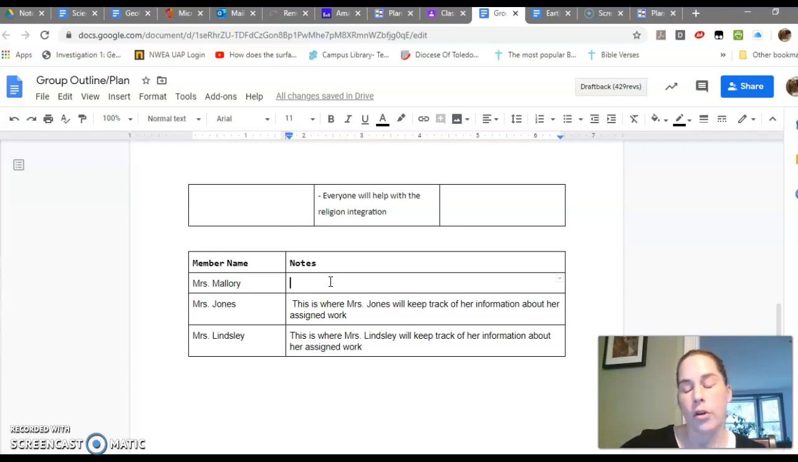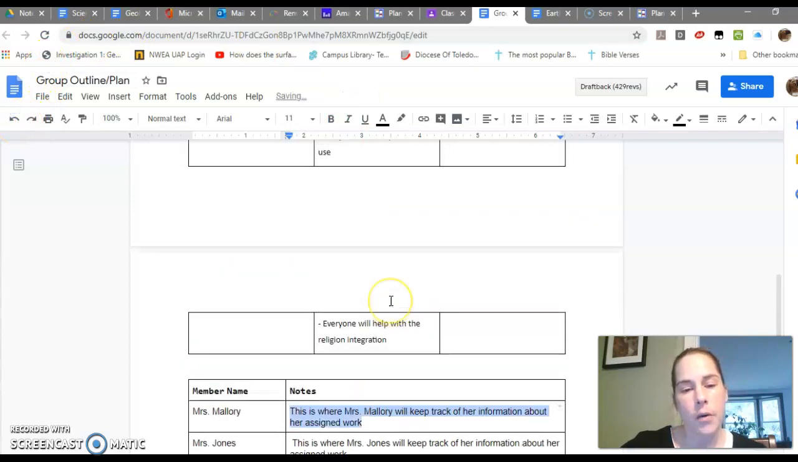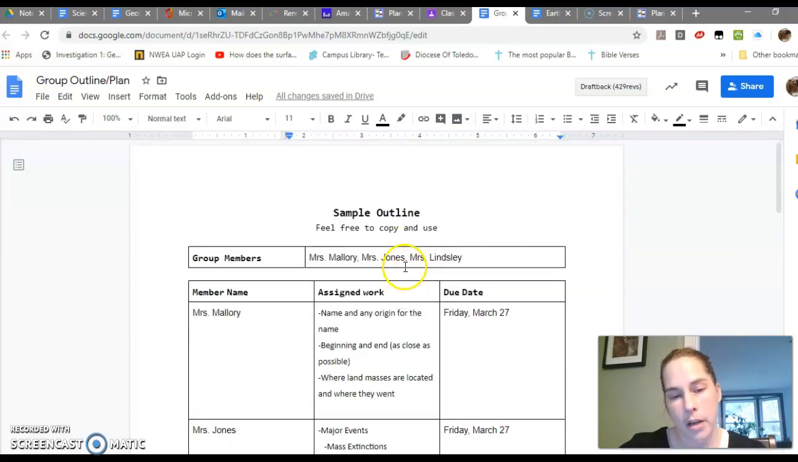But she's going to gather all her information there, so that I can go in, me as the teacher, and I can look and see that people are working on this. They're doing what was assigned to them. So that's how I set up my outline for my group.